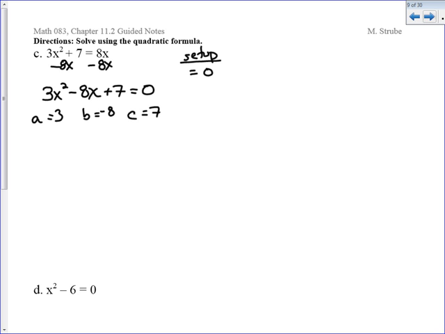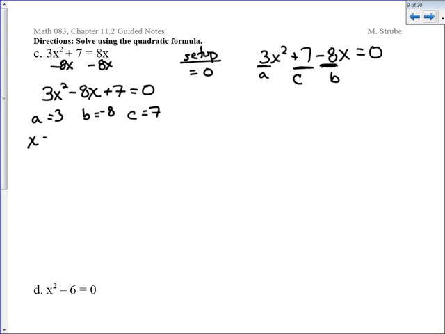Even if I didn't put that in descending order, say I just tacked the negative 8x on the end, A is still in front of x squared, B is still in front of x, and C is still the constant. The order doesn't matter. It's what it's attached to. But it's just easier if you put it in descending order.